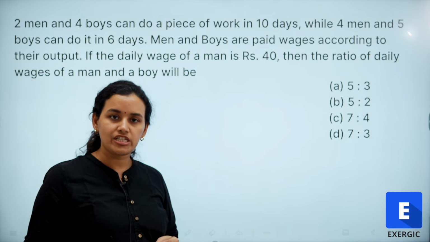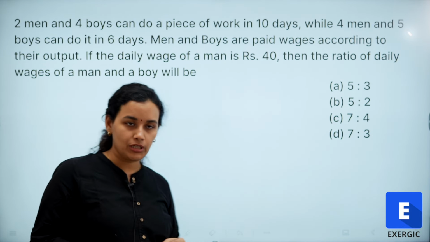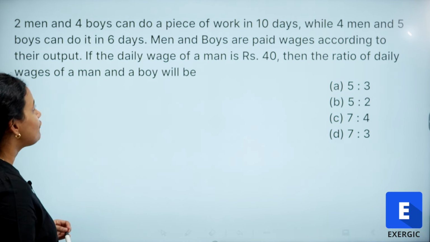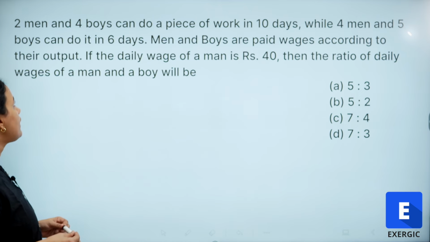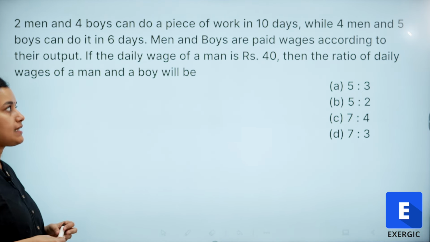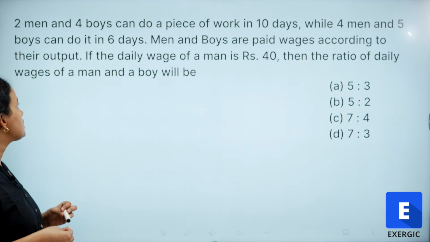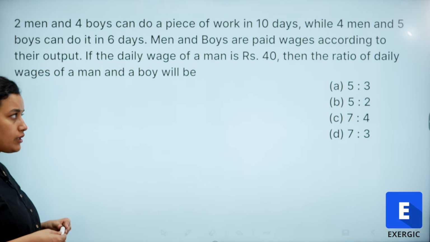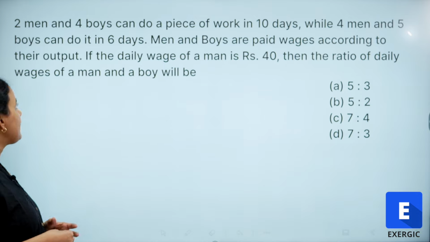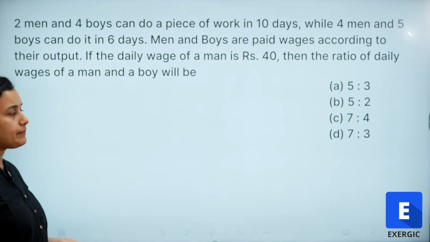Let us look at this question. It is from the topic of time and work. 2 men and 4 boys can do a piece of work in 10 days, while 4 men and 5 boys can do it in 6 days. Men and boys are paid wages according to their output. If the daily wage of a man is rupees 40, then the ratio of daily wages of a man and a boy will be what?